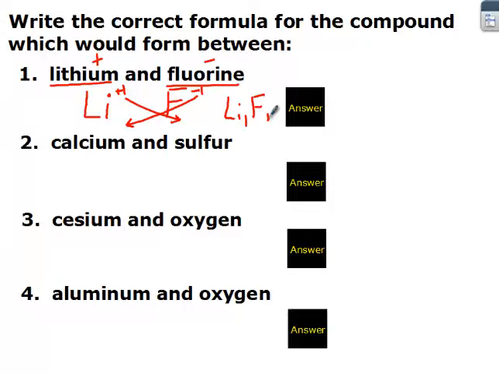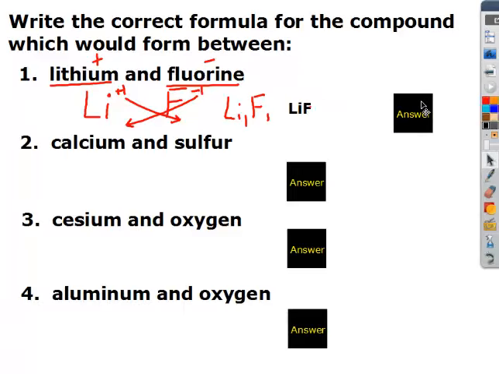Okay? And remember, we ignore the 1s, so my actual formula is going to be LiF. Okay? That will be my formula for the first one. Let's do calcium sulfur. So I have calcium here, which is Ca, and I have sulfur.